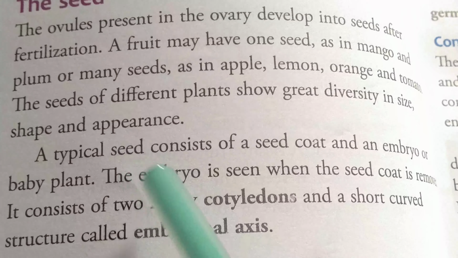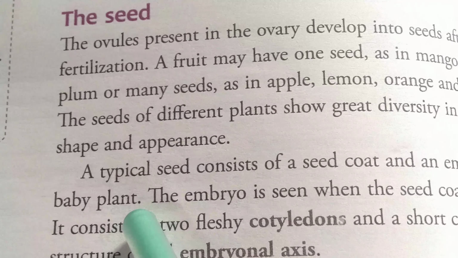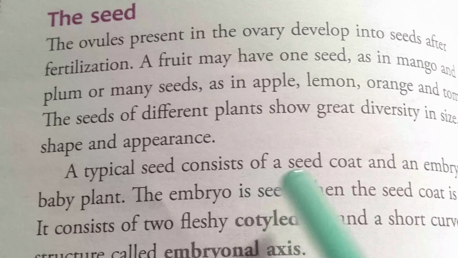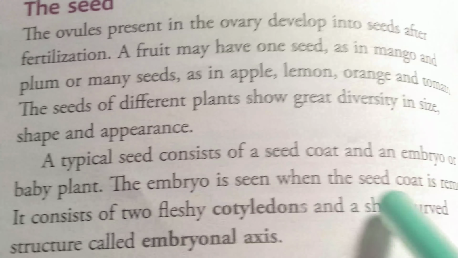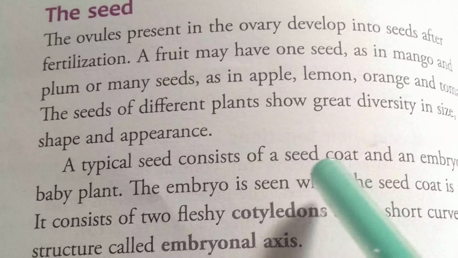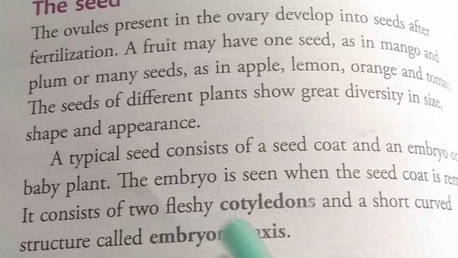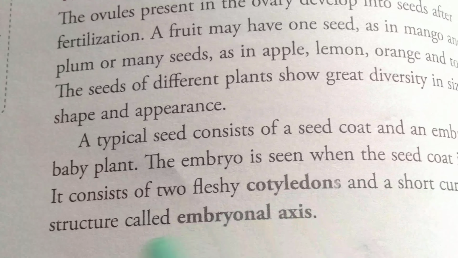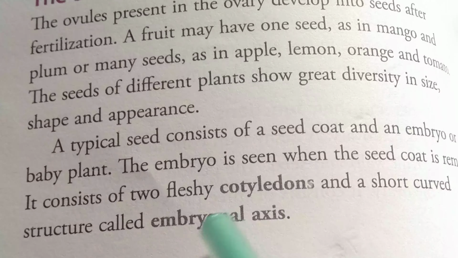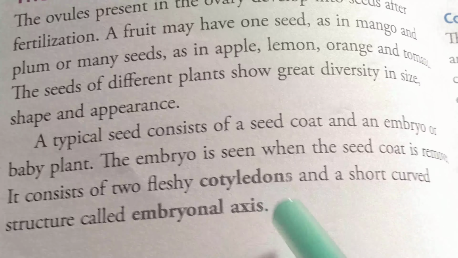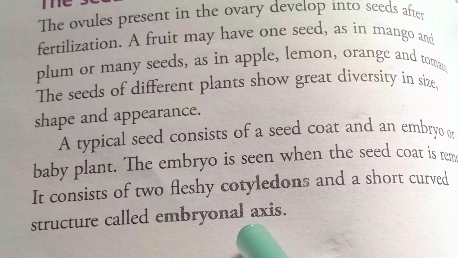A typical seed consists of a seed coat and an embryo, or baby plant. The embryo is seen when the seed coat is removed. So after removal of the seed coat, we can easily see the embryo. It consists of two fleshy cotyledons and a short curved structure called the embryonal axis. So basically the embryo consists of two fleshy cotyledons and a short curved structure called the embryonal axis.